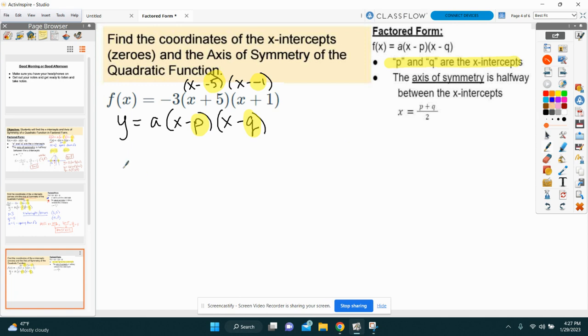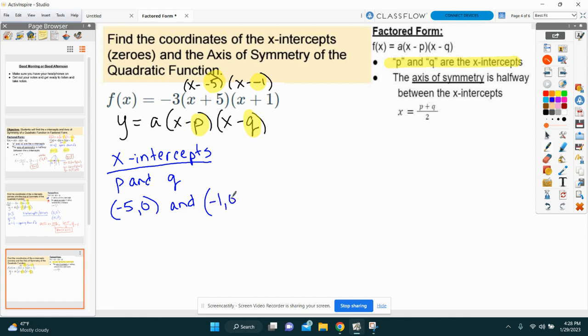So I'm going to go ahead and label them. The x-intercepts are p and q. If we write it as a coordinate point, it would be P, which is negative 5, comma 0, and Q, which is negative 1, comma 0. This is also called the zeros because it's when y is 0, right there. So our x-intercepts are negative 5 and negative 1. That's where it's going to cross the graph.